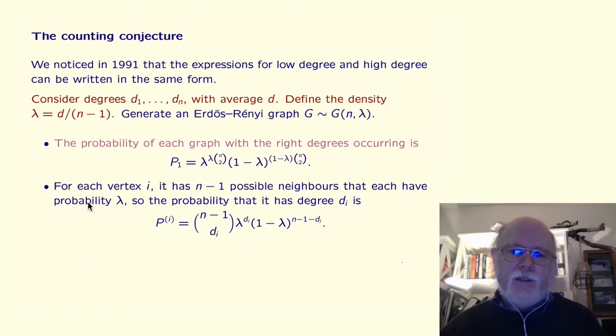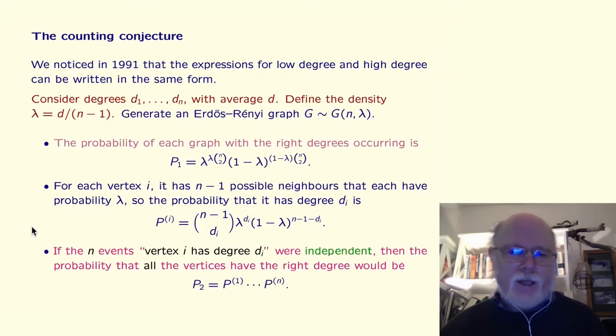Next observation: if you look at a particular vertex, say vertex i, it has n minus 1 possible neighbors. Each of those neighbors has probability lambda. So the number of neighbors is a binomial distribution, and the probability that vertex i has degree exactly di, as we want it to have, is this expression here. It's just a value from the binomial distribution.